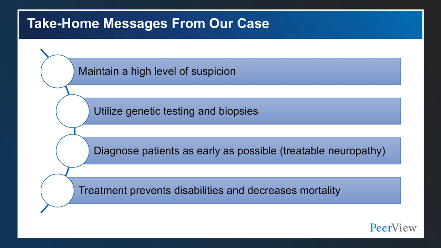So I think there's a few take-home messages from this case. One is to maintain a high level of suspicion. Really do a very thorough initial intake asking about autonomic symptoms with your patients with neuropathy, as well as focusing on family history.